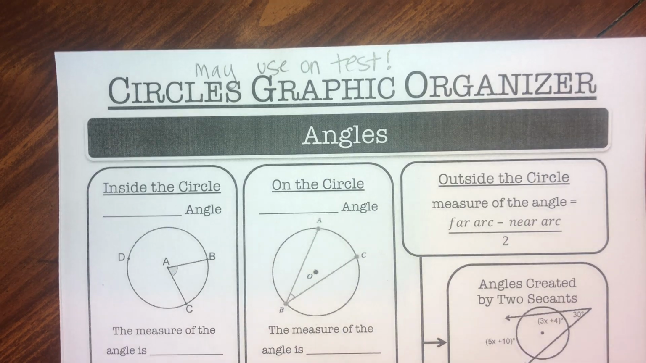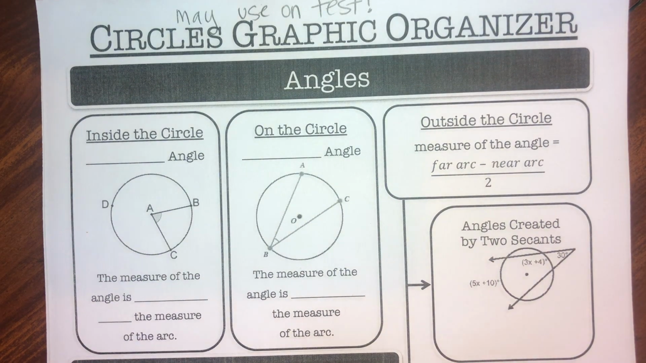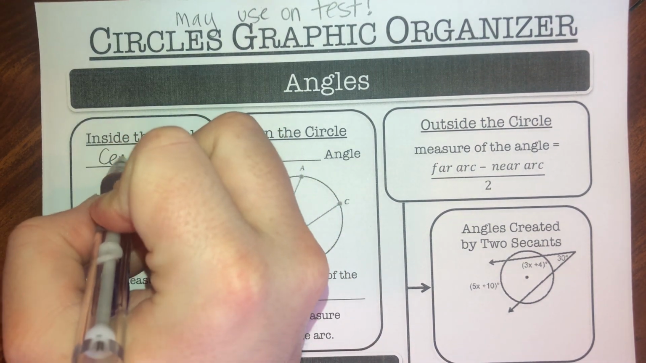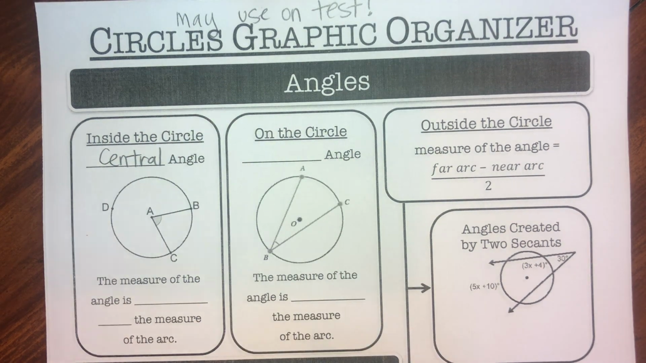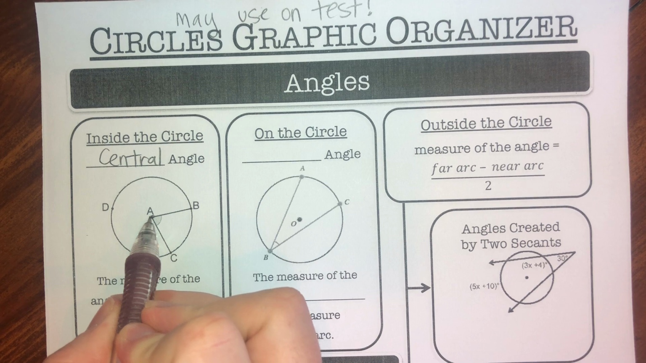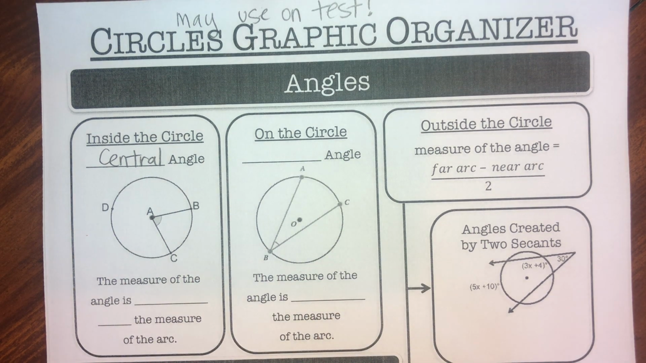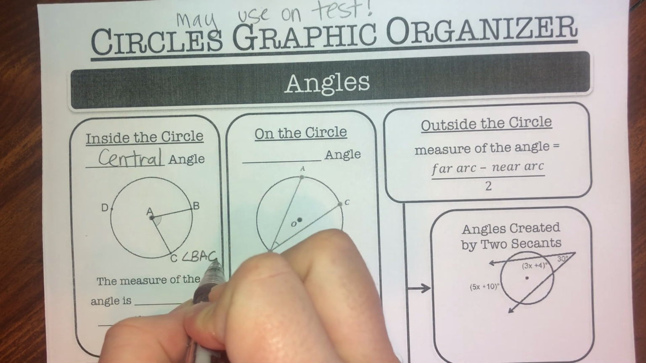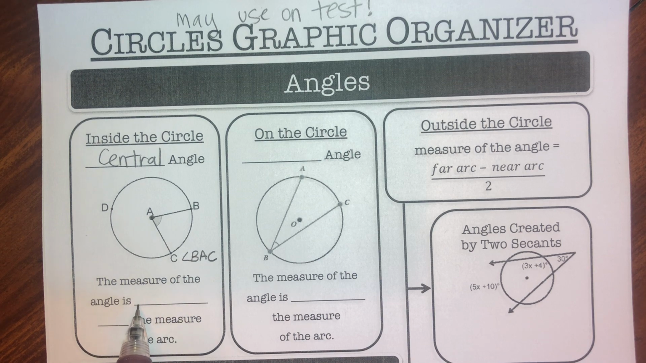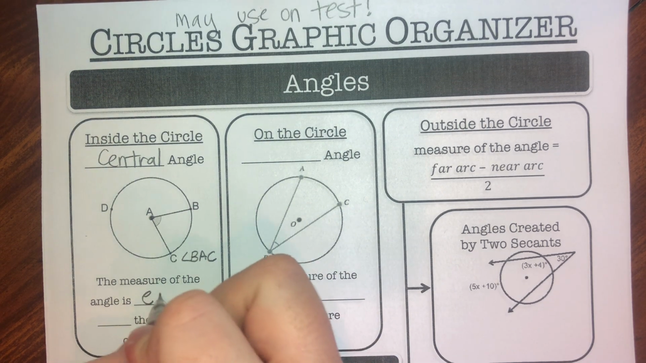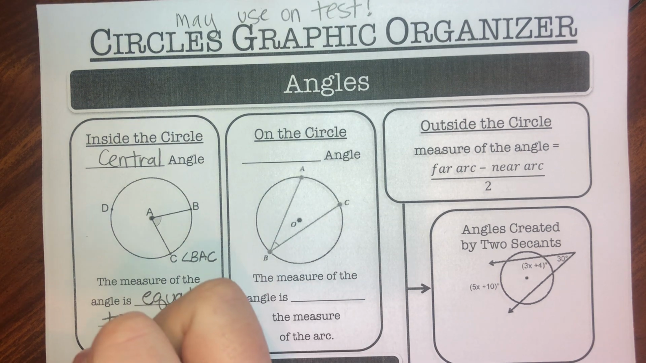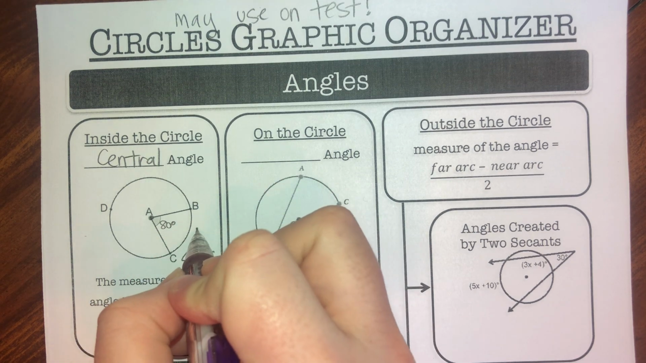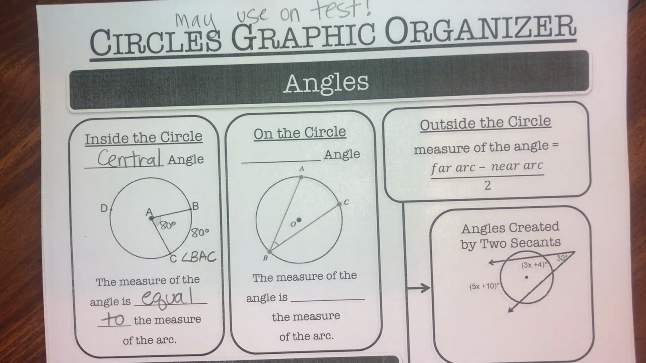So we started the unit talking about angles. The very first type of angle that we talked about was on the inside of the circle, and it was called a central angle. The important thing about a central angle is that the vertex of that angle, in this case A, is on the center. So if you were to name this angle, this would be angle BAC. The measure of this angle, the central angle, is equal to the measure of the arc. So if this angle is 80 degrees, then this arc is also exactly 80 degrees.